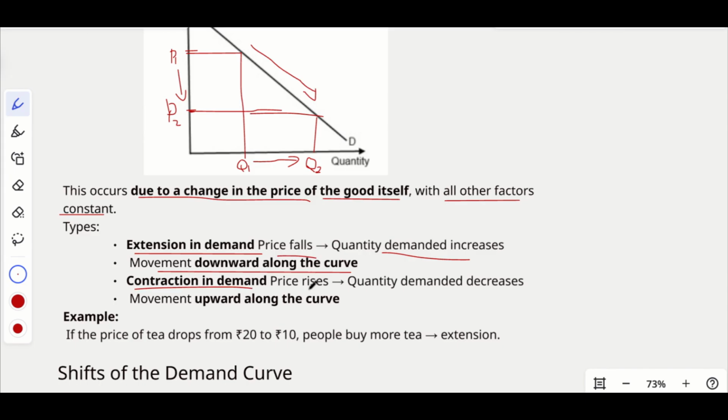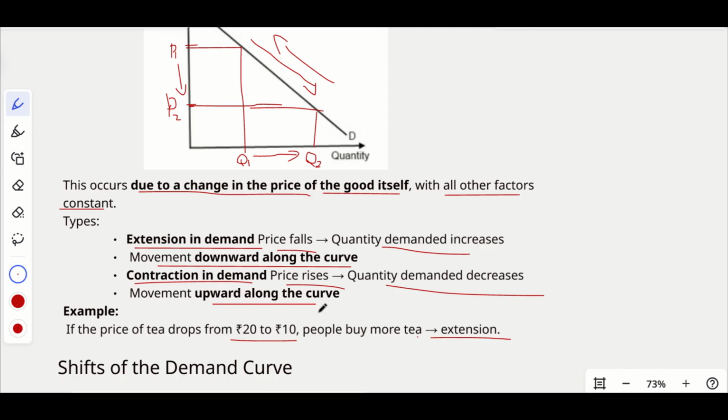Then we have contraction in demand. When the price increases, quantity demanded decreases, with movement upward along the curve. Movement will be like this. You can mention, for example, that when the price of tea drops from 20 to 10, people will buy more tea. That is extension.